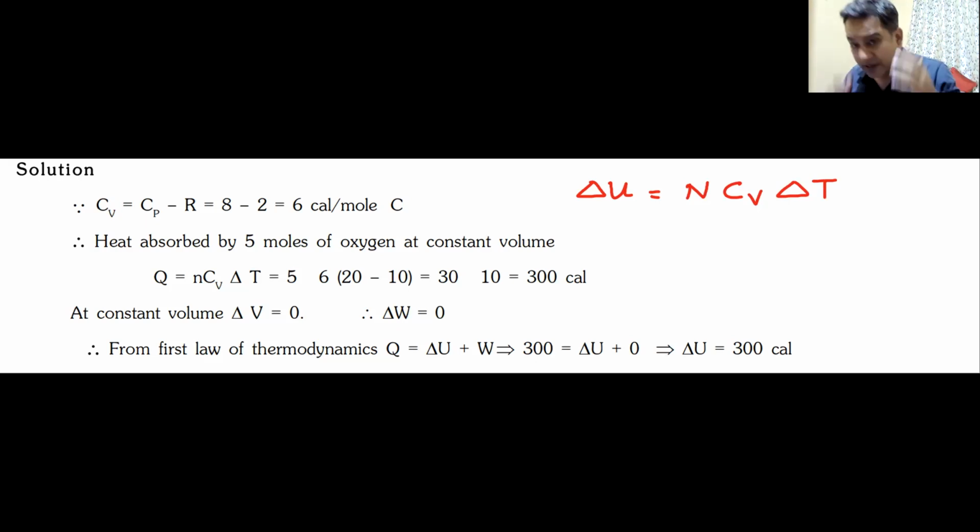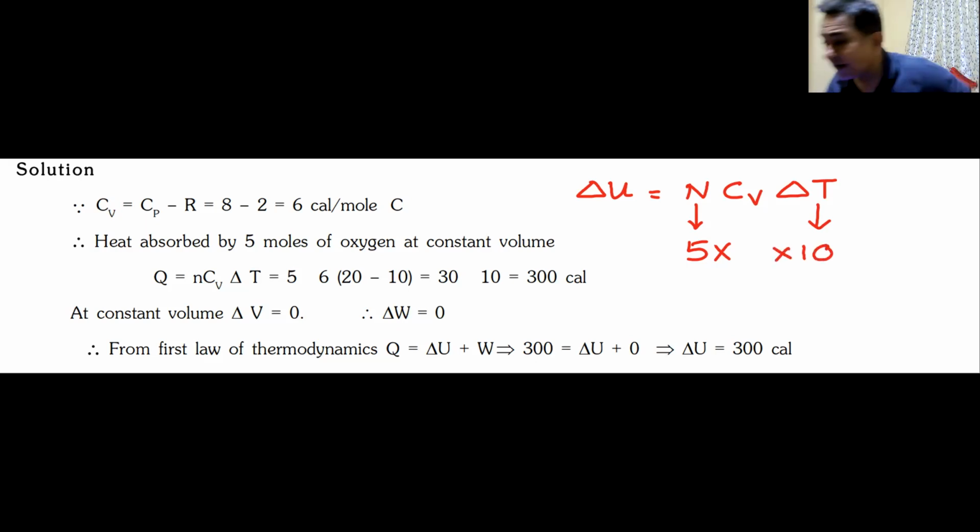As I told you, every question has the answer hidden inside it. Do we know the value of n here? Yes, 5 moles are given, so 5 moles is the value of n. Multiplied by delta T, the change in temperature. From 10 to 20 degrees Celsius, the temperature is increasing, so delta U is positive. The change in temperature is plus 10.